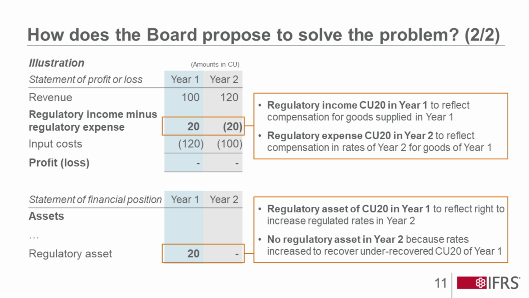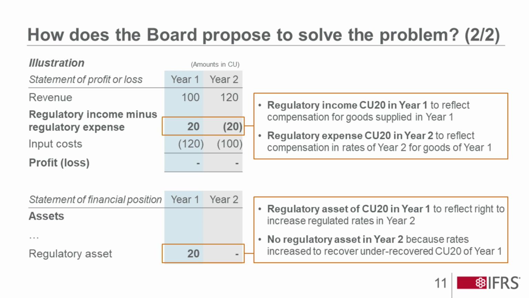And in year two, the entity would report regulatory expense of 20 to reflect the fact that rates charged in year two, and hence the revenue for that year, includes compensation for goods supplied in year one. With that, it would realize the regulatory asset to reflect recovery of the amount of 20. With this information provided in the financial statements, the users would have sufficient basis to understand completely the relationship between expenses and revenue, and also to understand how much of the increase or decrease in revenue from one period to another is because of difference in timing.